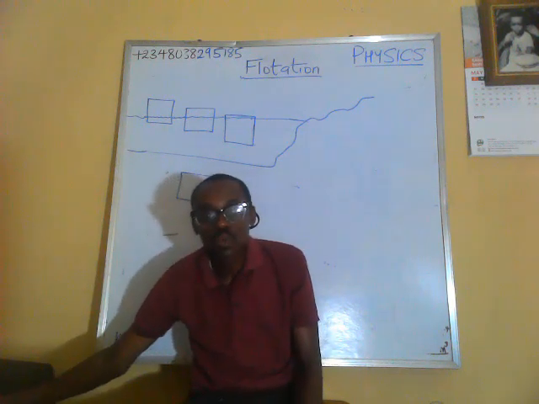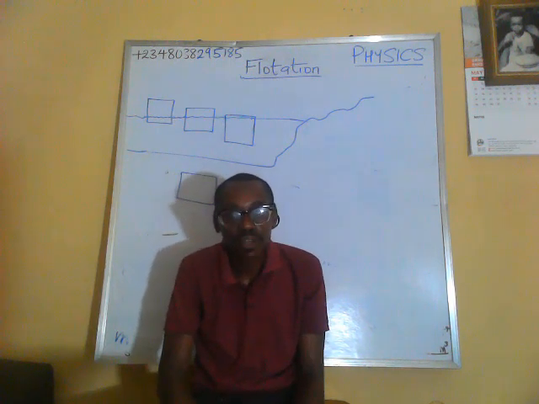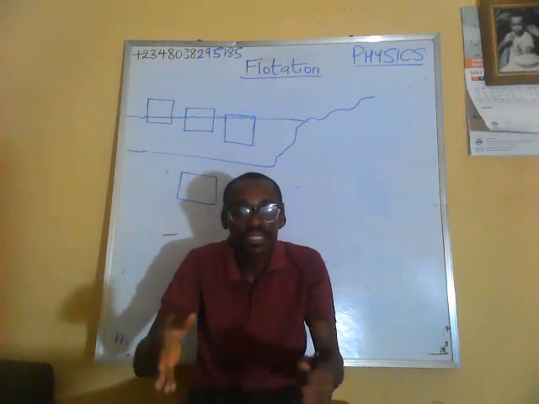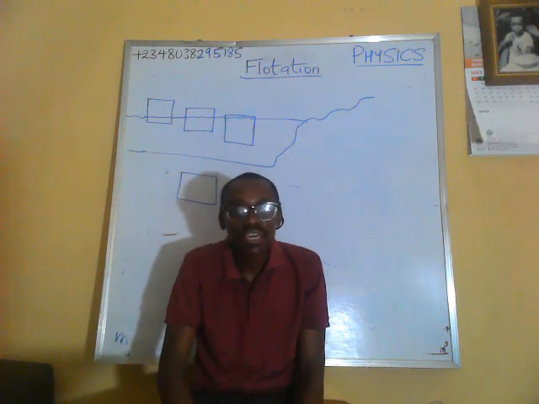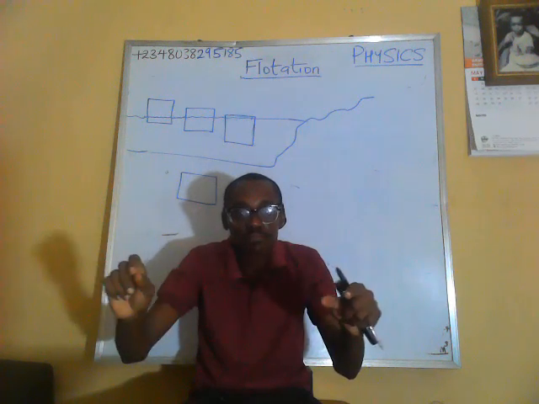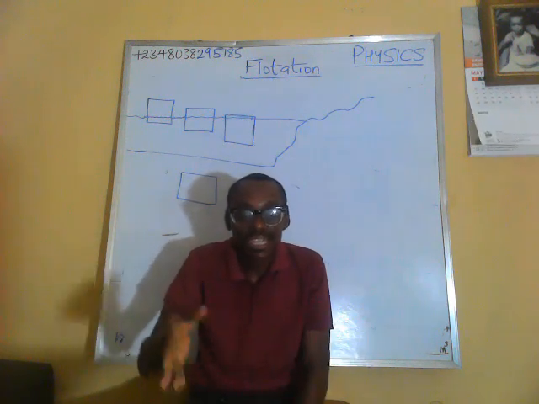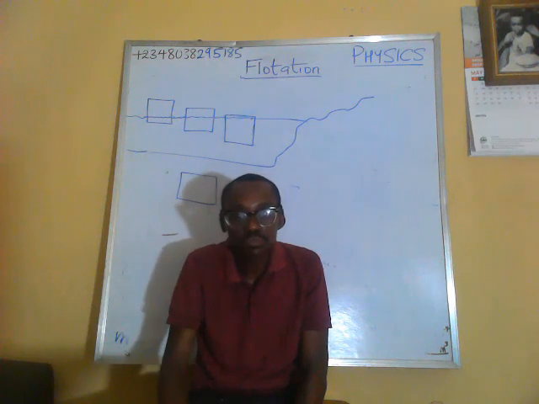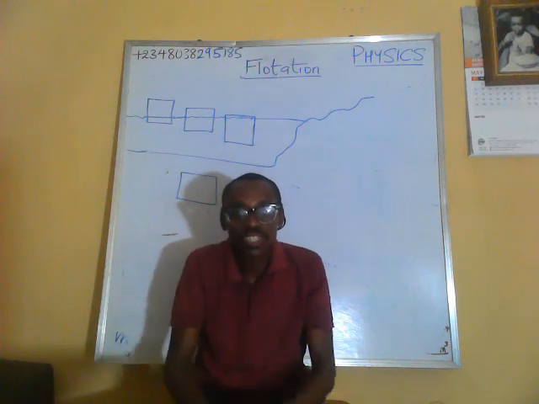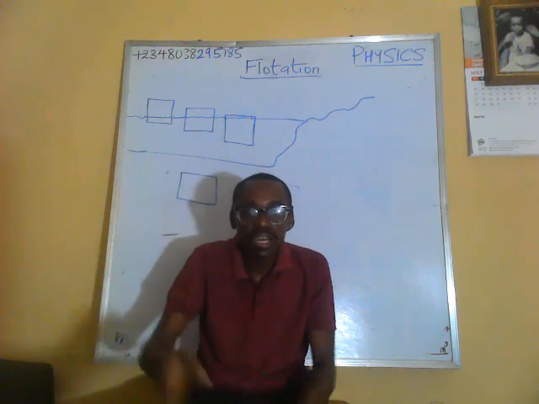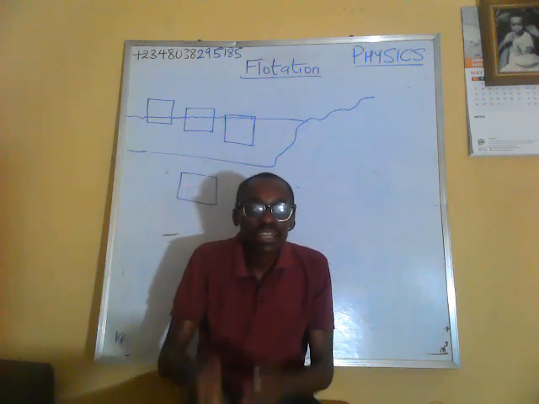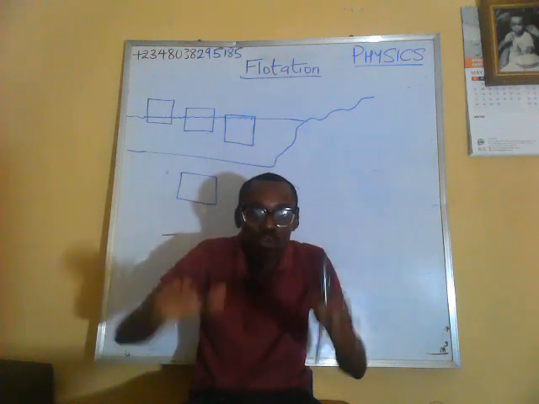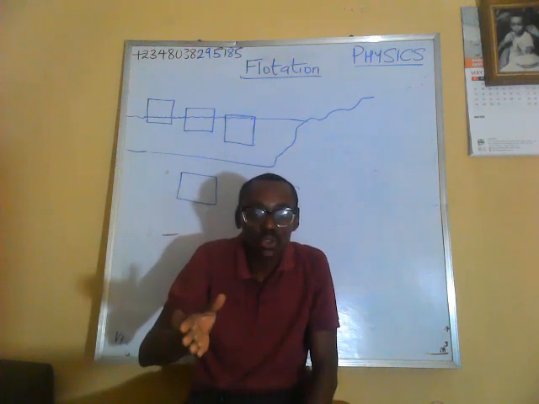One thing that makes a body float or sink is the density of that body compared to the density of the liquid in which it is being submerged. If the density of a body is smaller than the density of the liquid into which it is put, that body is going to float. But if the density of that body is more, it's going to sink.